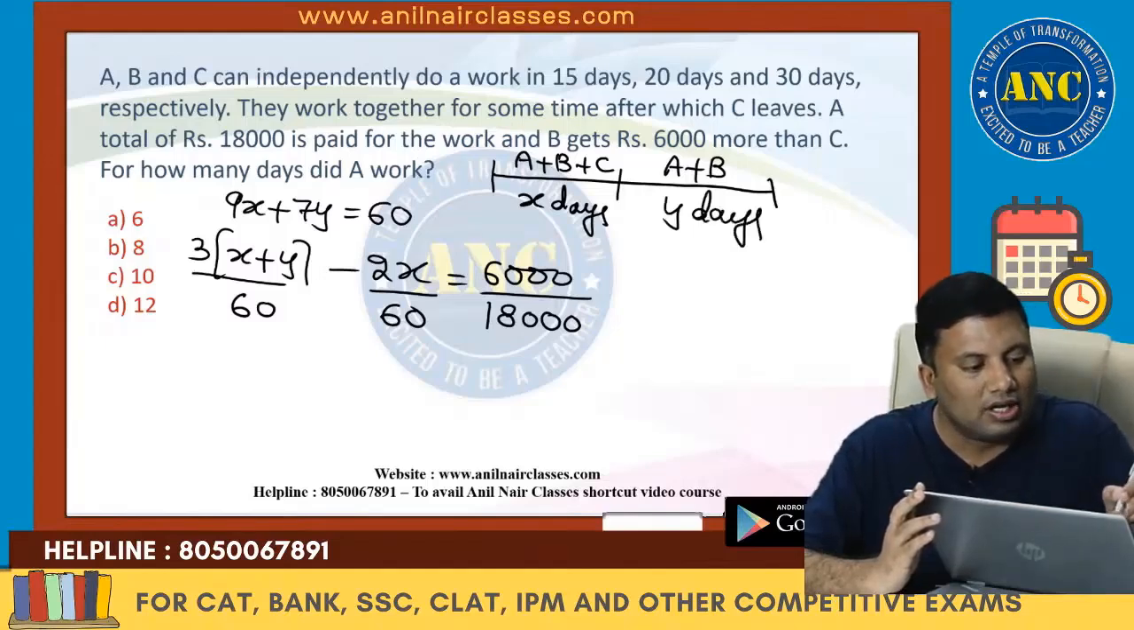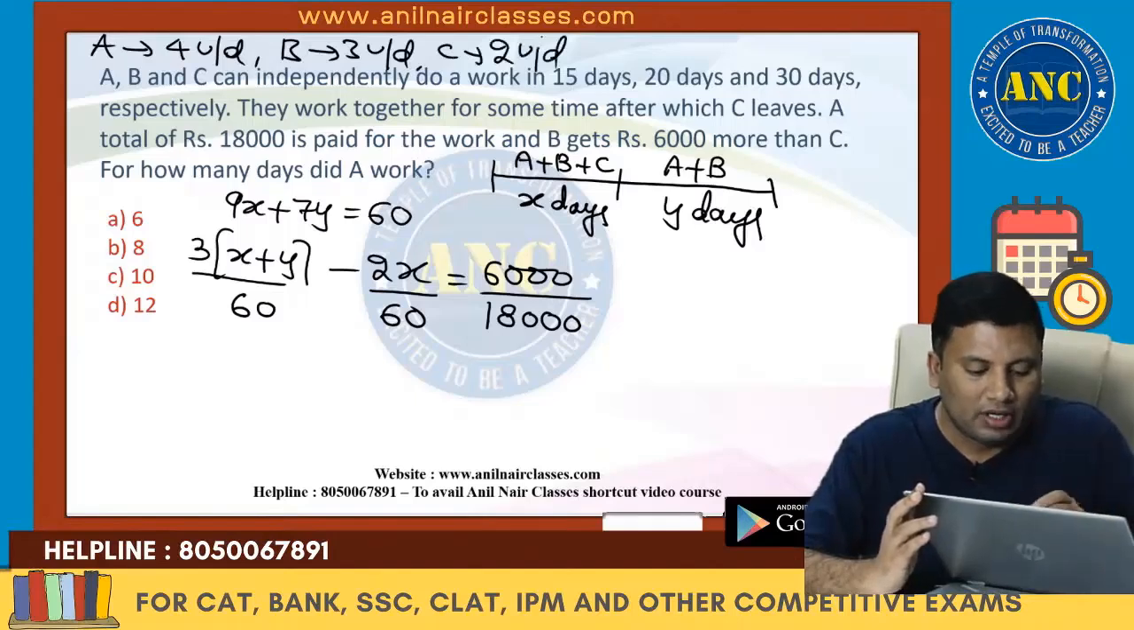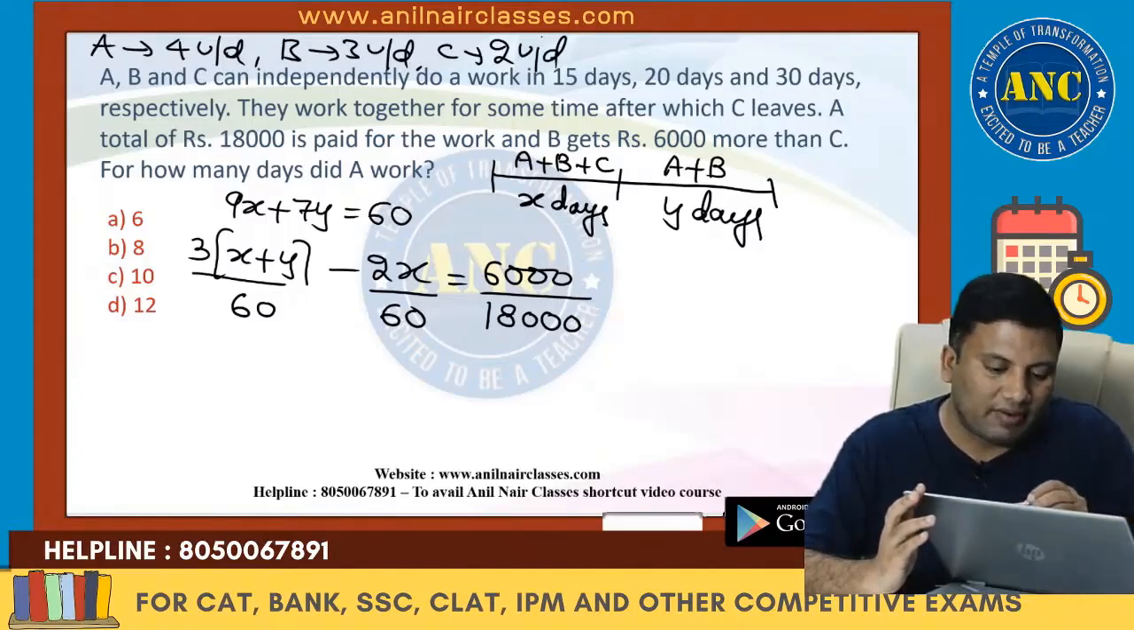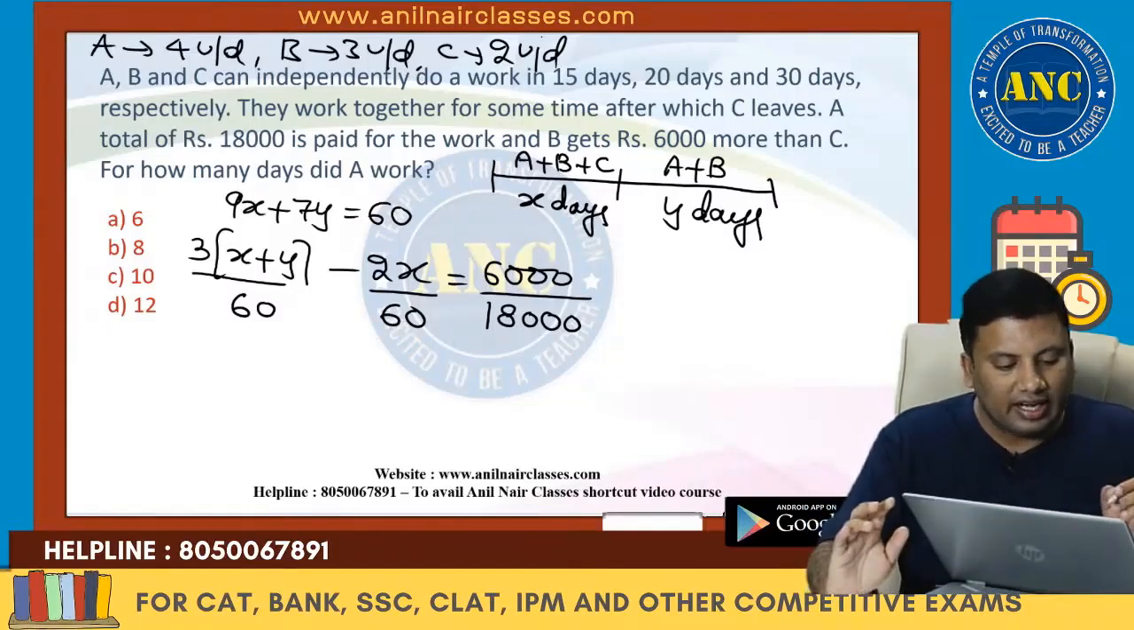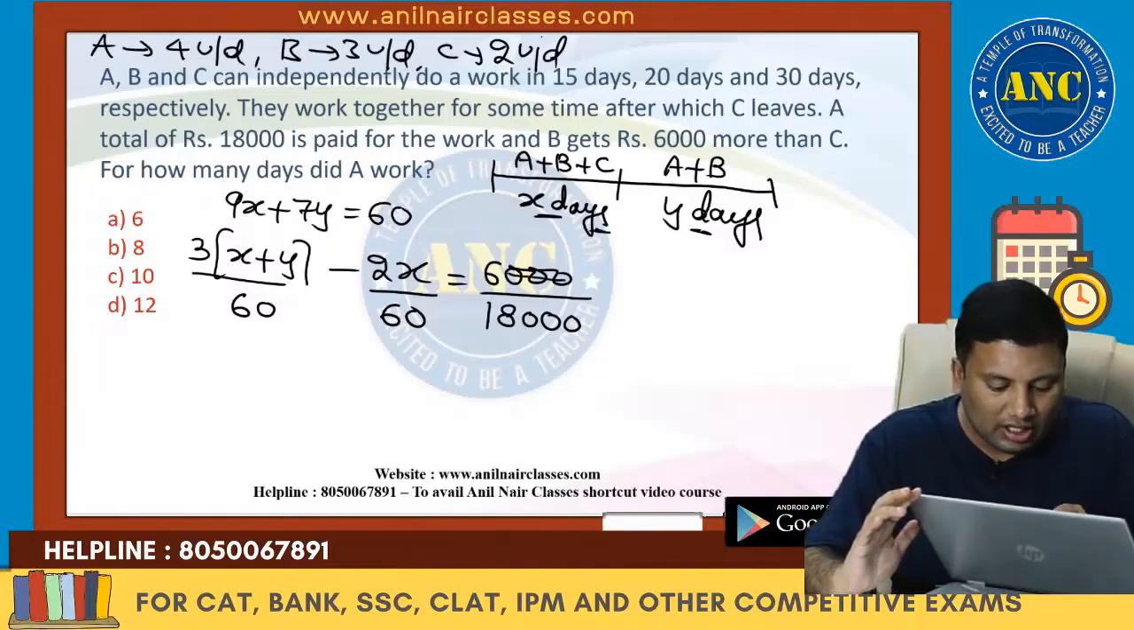First equation, A can complete 4 units per day. B can complete 3 units per day. C can complete 2 units per day. 4 plus 3 plus 2 is 9, so 9 into x, 9x, and 7y. So second equation, B is working here x days, y days. B's contribution is 3. C's contribution is only 2x. 3 zeros, 3 zeros.